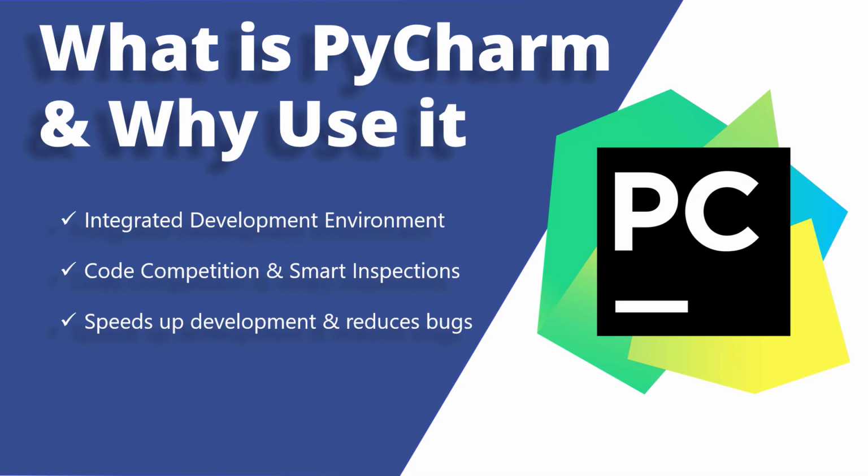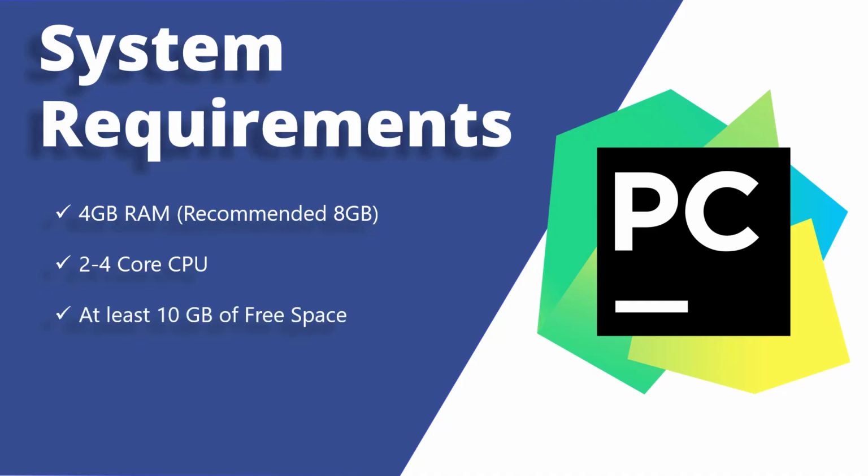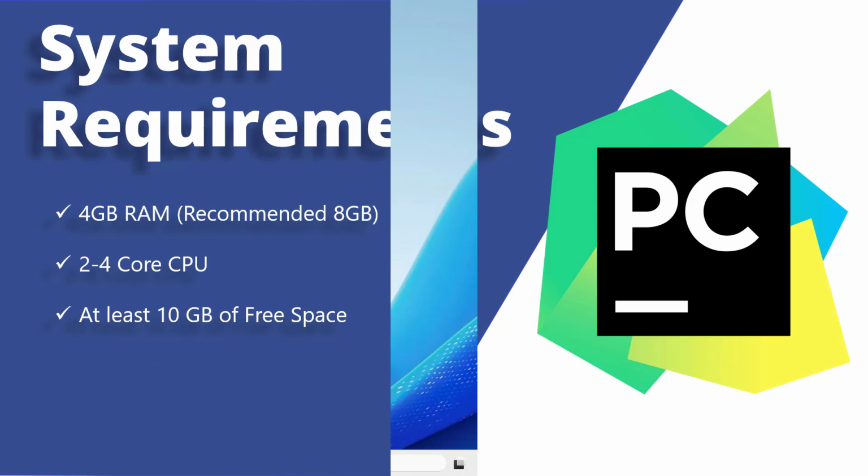Let's also see the system requirements for PyCharm. PyCharm comes in a free community edition and a paid professional edition. For most learners, the community edition is enough. On Windows Server, make sure you have at least 4 GB of RAM. Recommended is 8 GB. You should have at least 2 to 4 CPU cores and at least 10 GB of free space. Also make sure that you have already installed Python on your system. PyCharm bundles a JetBrains runtime, so you don't need a separate Java install. So let's go to the server and see how we can install PyCharm.